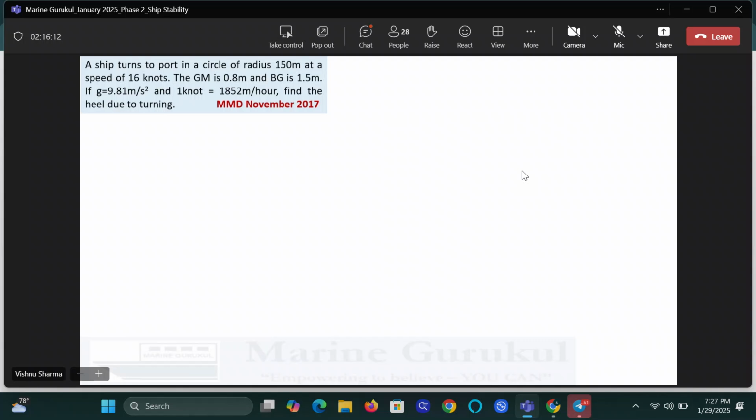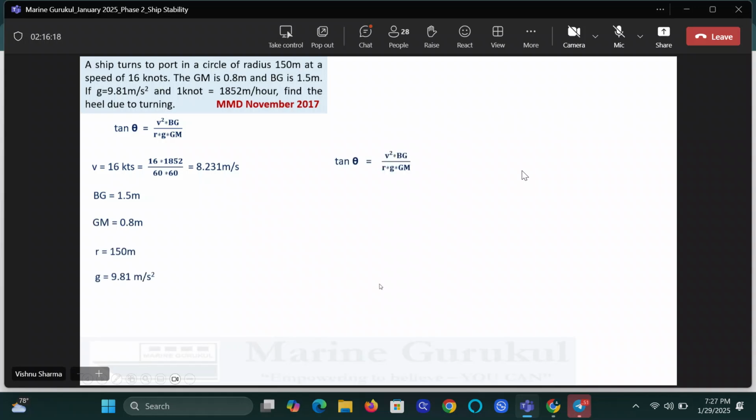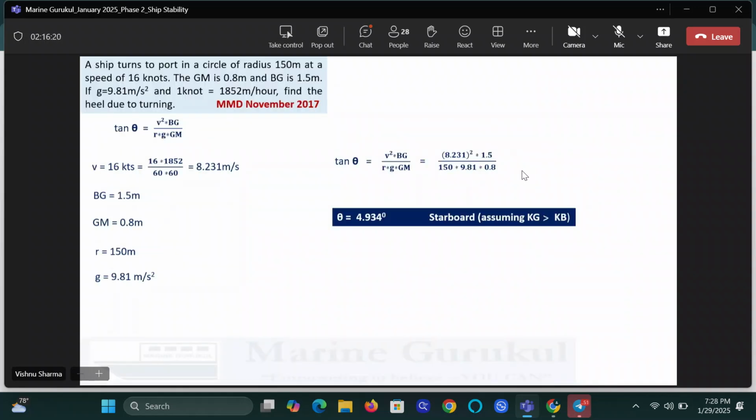4.934 starboard. Okay. Is he right? Don't miss out on my small things here. 4.934 degrees to starboard, right? Now here, he has not given me the kg. So what have I done? What have I done?